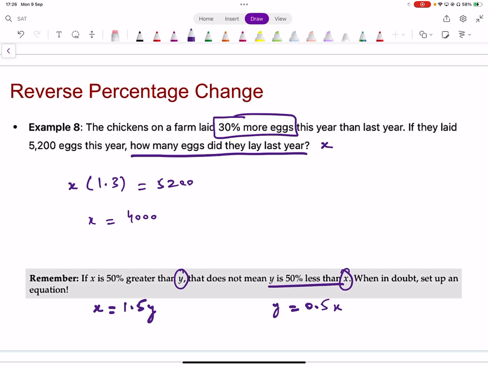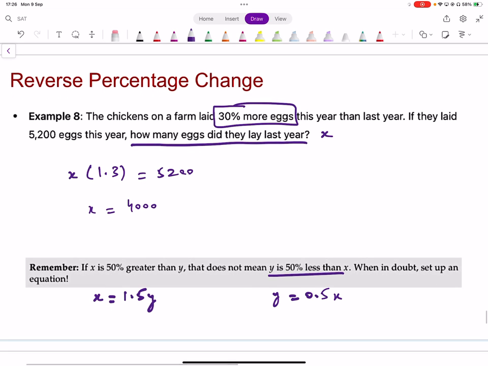If the base changes, the percentage is going to be different. 50% of X is different from 50% of Y. They do not mean the same thing. Okay? So if you were to make X the subject here, for instance, just to compare the two, you would get X equal to 2Y. And that's clearly not the same as this. They're not equivalent. Okay?